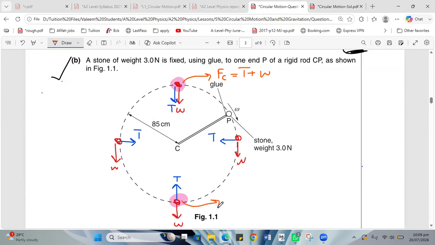Similarly, at 6 o'clock, centripetal force is going to be equal to tension minus weight. Why minus? Because tension and weight are now in opposite directions. Why did I not do W minus tension? I could have written it like that as well. Why did I say T minus W? Because we're assuming the object is moving in a circular motion, so which force is greater? Tension must be greater.